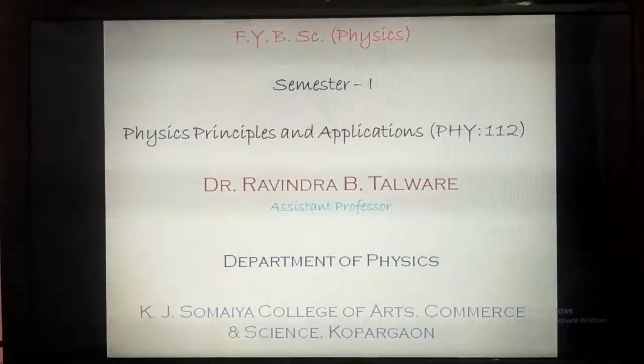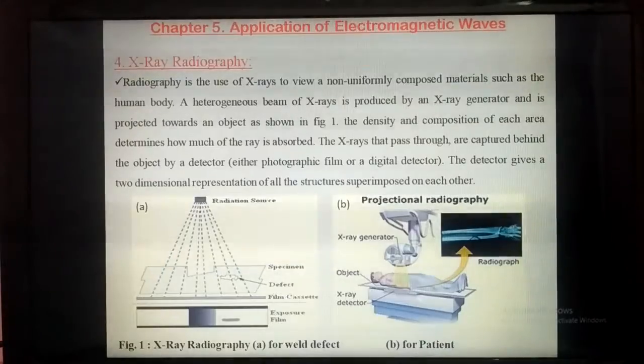Chapter five, applications of electromagnetic waves. The next application is X-ray radiography. What is X-ray radiography? Radiography is the use of X-rays to view a non-uniformly composed material such as the human body.